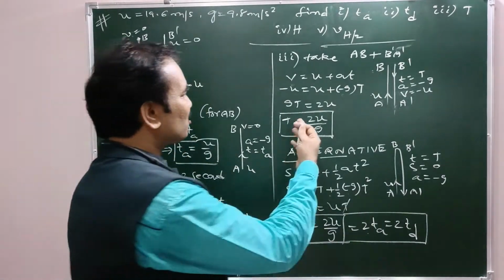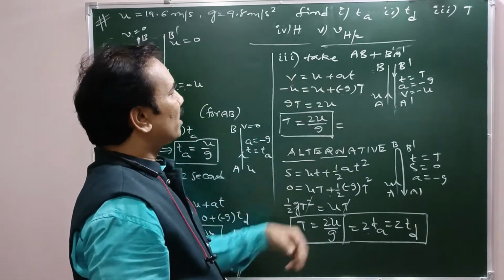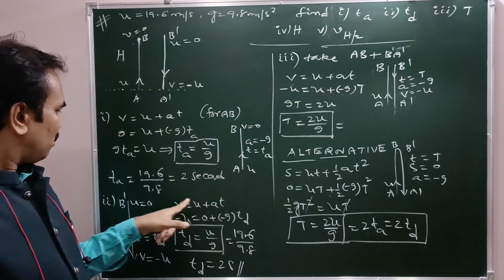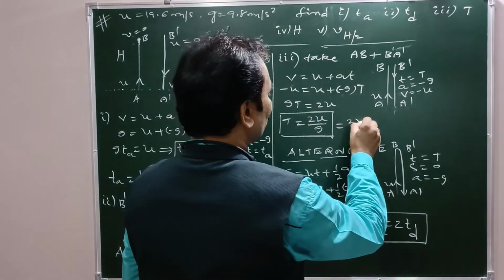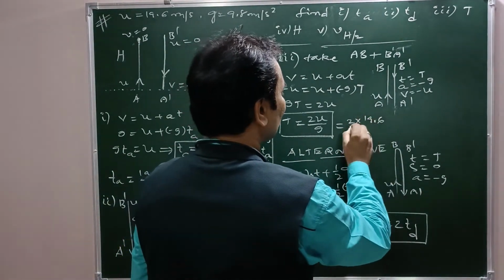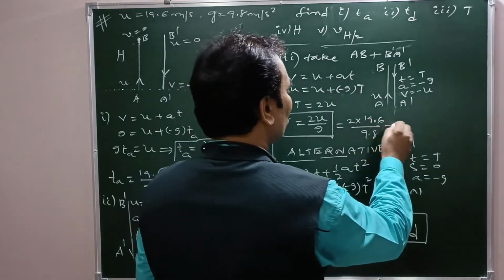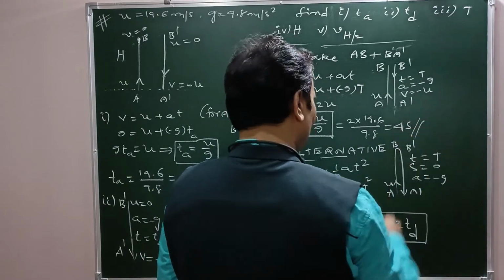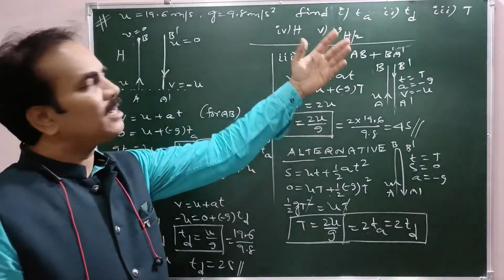So now what is the answer? Time of flight is twice U by G. U by G means what is the answer? 2 seconds. 2 into 2, that is 4. That is 2 into U, which means 19.6, by G, which means 9.8. So 2 times 2 is 4. 4 seconds. Here also 4 seconds. So that's how one can find the time of flight.